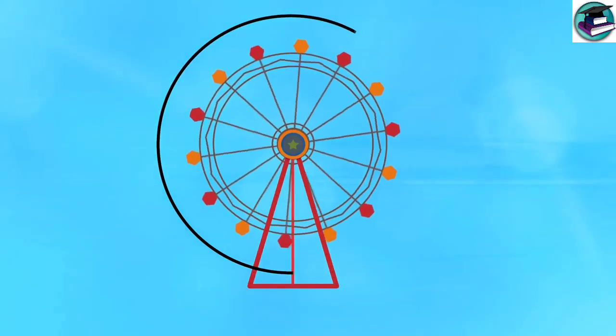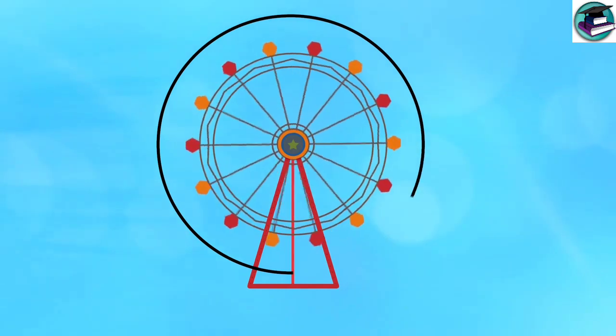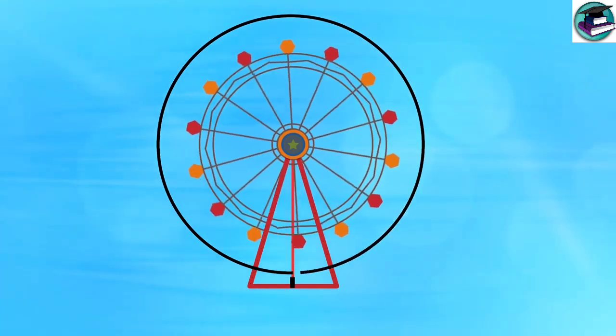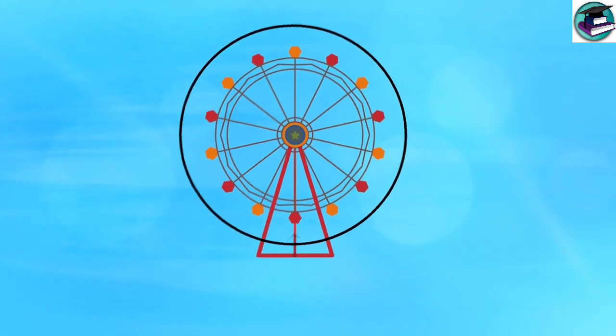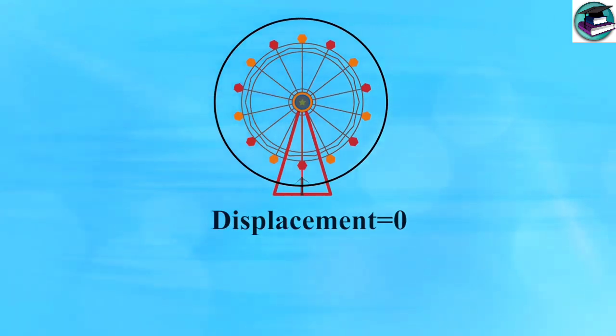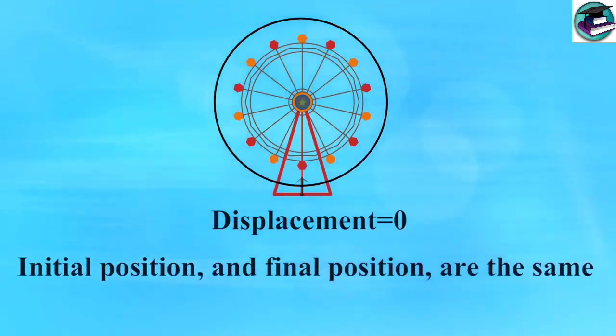Once again, the wheel starts rotating. When it finally stops, you are again at the bottom. Can you determine your displacement till here? Here, displacement is equal to 0, since your initial position and final position are the same.